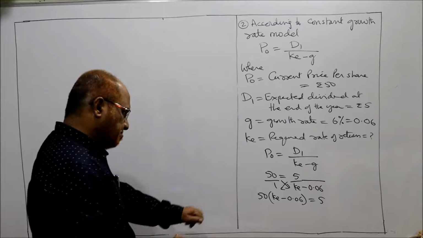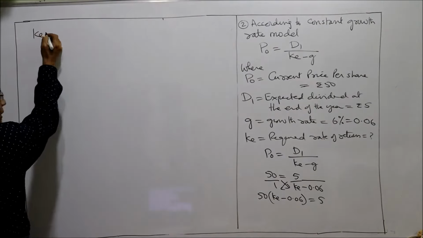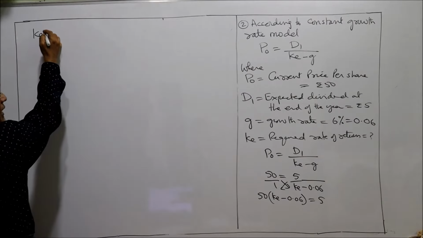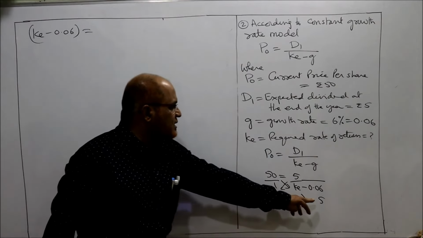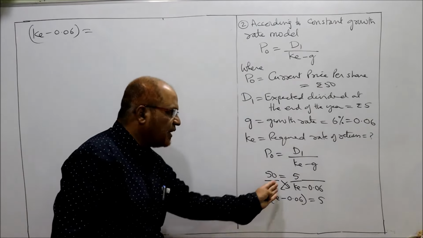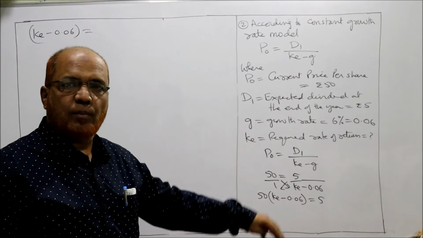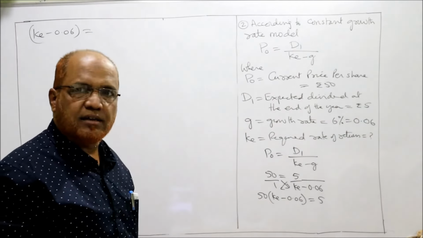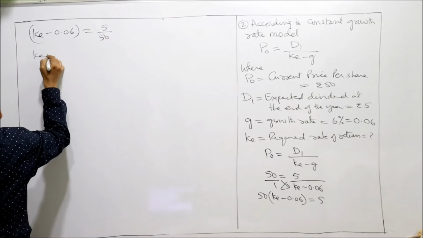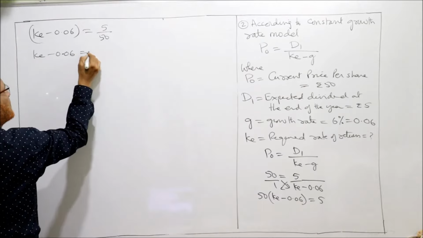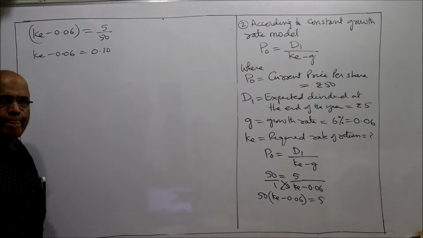Now what will we do? We keep KE like this: KE minus 0.06 is equal to, already on the RHS it is 5. Take this 50 to the RHS. The 50 which is on the left hand side, I will take it to the right hand side. So it will become 5 divided by 50. KE minus 0.06 is equal to 5 divided by 50, which is 1 by 10, is 0.1.